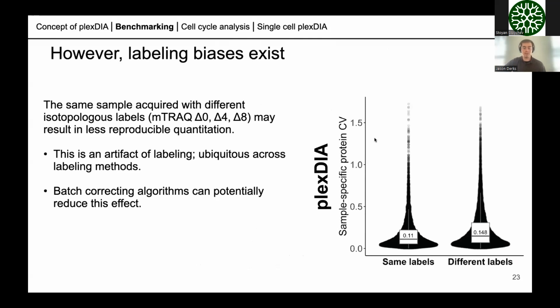However, there are labeling biases. These are an artifact of any method that has labeling, in that you introduce artifacts. This is kind of ubiquitous. What I'm showing here is sample A labeled with a delta 0 channel, sample A labeled with a delta 4, and sample A labeled with delta 8. We find that the CV, while still being reasonable, is a little bit higher across these labels. But this is something you could potentially correct for with a large enough data set, where you can use batch correcting algorithms to reduce the effect of this repeatability issue.